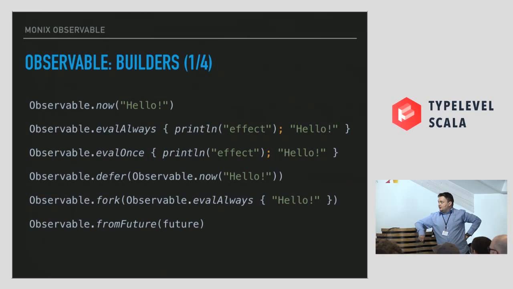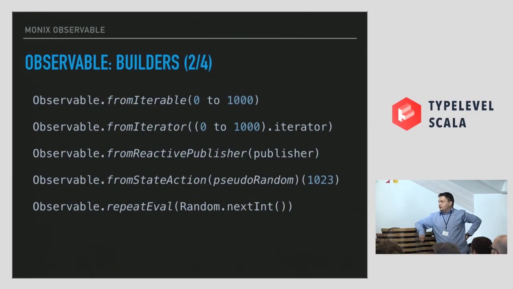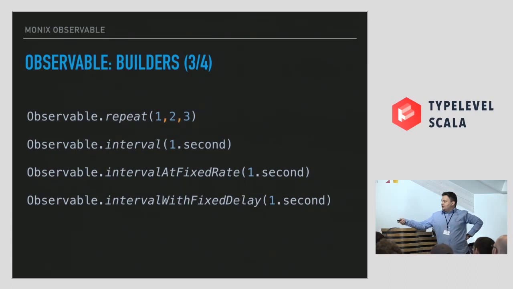There's actually quite a parallel between observable and task. We've got all the nice constructors like now and evalAlways, which is the equivalent of a function, evalOnce being lazy val, defer, fork, and fromFuture. We can convert any iterable or any reactive publisher, meant for interoperability. We can repeat an evaluation indefinitely, like we can generate random numbers. Of course, we can do fromStateAction and generate random numbers like the cool kids are doing it, in a stateless way. We can repeat, we can generate ticks at certain intervals, and now you can think back to when I said that we should externalize these ticks. I mean, observable can do it, I'm saying.